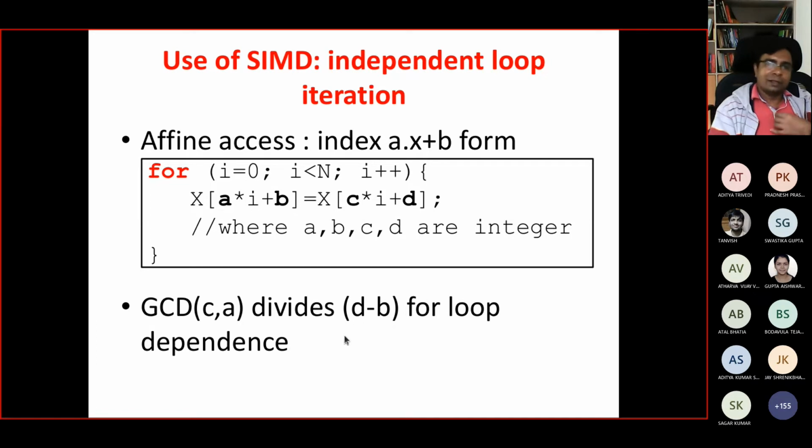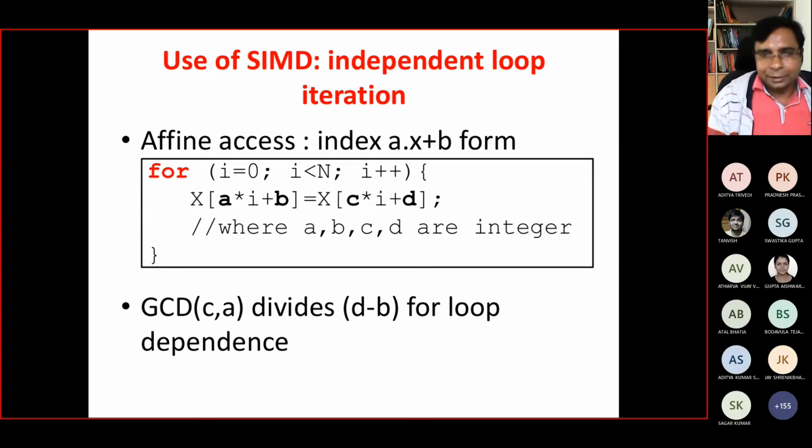Suppose there is a concept called Affine Access. The time is 3:59, so we'll see the Affine Access in the next class. What is Affine Access? Affine Access means a*i + b, that is ax plus b. Affine means linear transform. So affine means linear transforms.